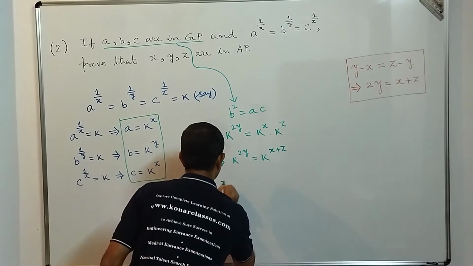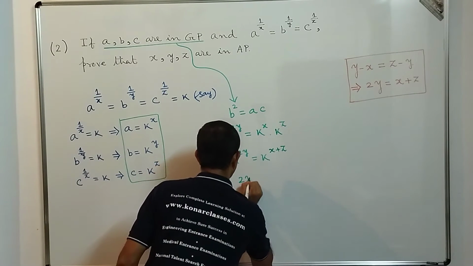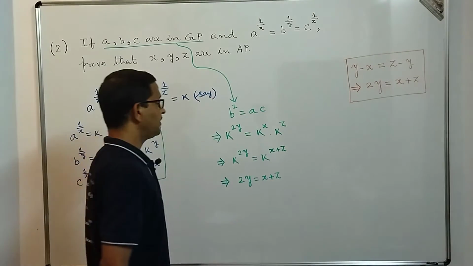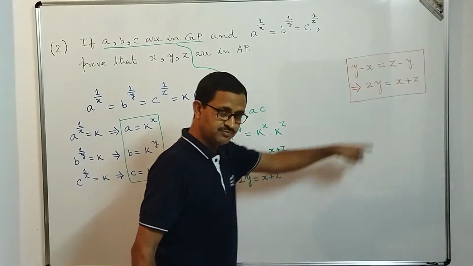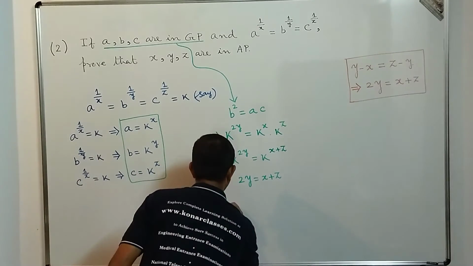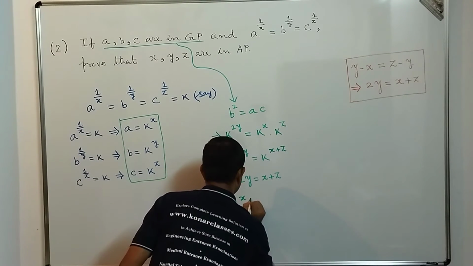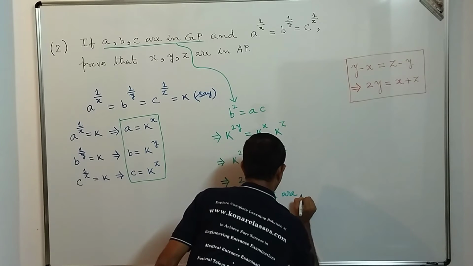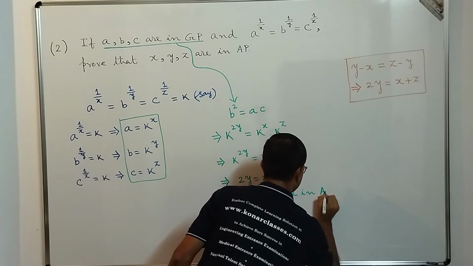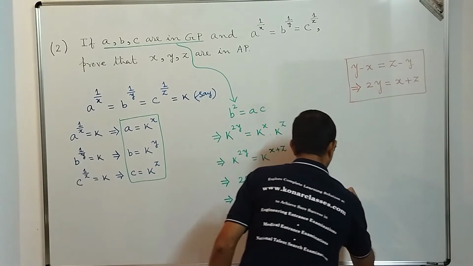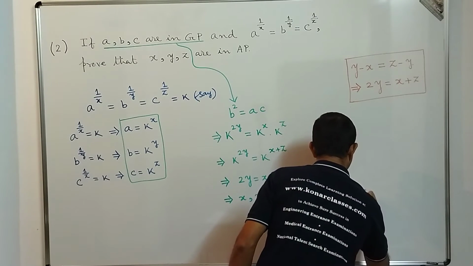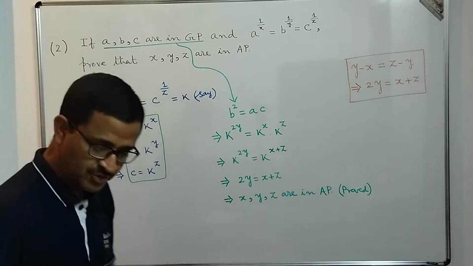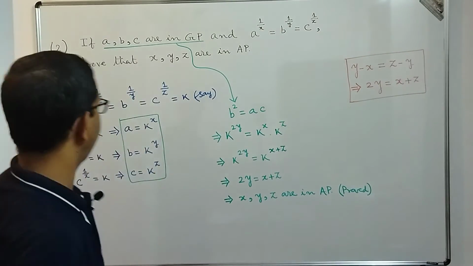That means what, dear students? So from here we write 2y is equal to x plus z. 2y equal to x plus z, we are able to prove. That means x, y, z are in AP. So this implies x, y, z are in AP, that is arithmetic progression, and we are able to prove it. Correct? Hope it is absolutely clear. Now let's proceed to the next question.